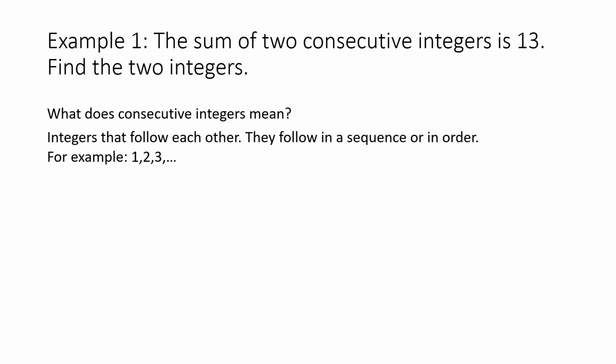Integers that follow each other. They follow in a sequence or in order. For example, 1, 2, 3. Those would be three consecutive integers.